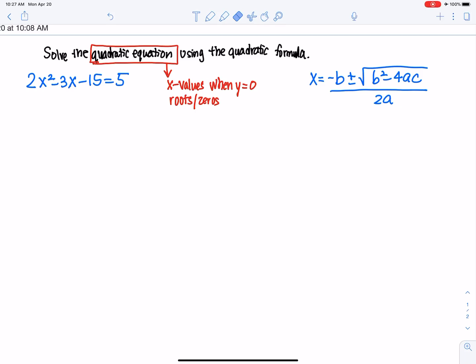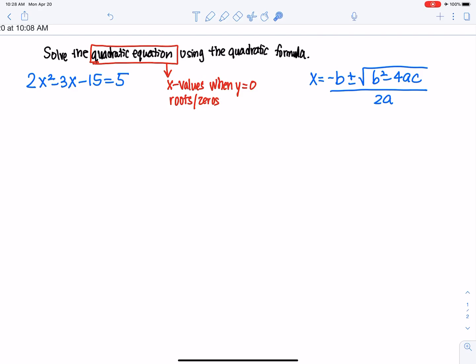Right now I'm going to go over how to solve quadratic equations using the quadratic formula, and I'm going to do this step by step. Well, first thing you need to understand is when someone tells you to solve a quadratic equation, that in itself has a lot of meaning. To solve a quadratic equation, we are solving for the x values when y equals 0.